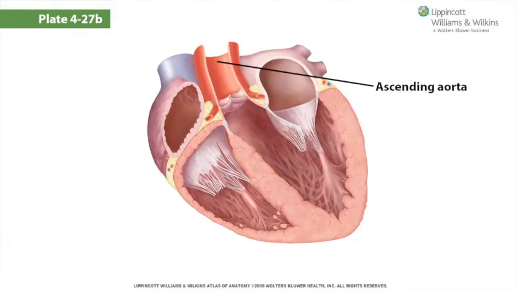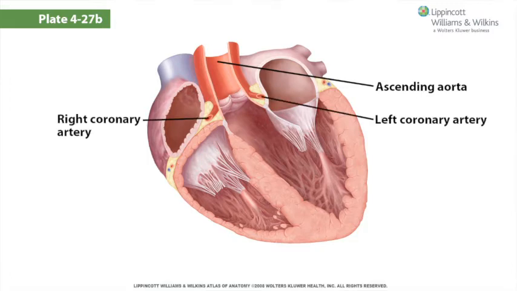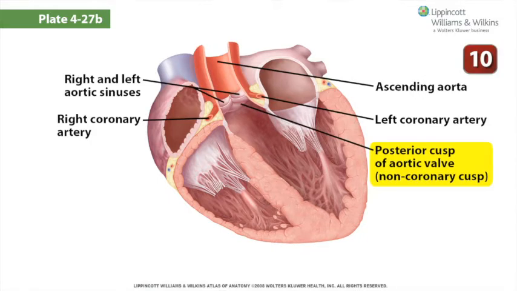The only branches of the ascending aorta are the right and left coronary arteries, whose origins are found in the right and left aortic sinuses. The posterior cusp of the aortic valve is called the non-coronary cusp because no coronary artery arises from its sinus. Blood flow is highest through the coronary arteries when the ventricles relax because, as mentioned previously, blood flows backwards through the aorta and fills the aortic sinuses, where the coronary arteries originate.